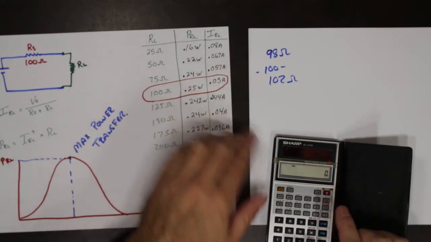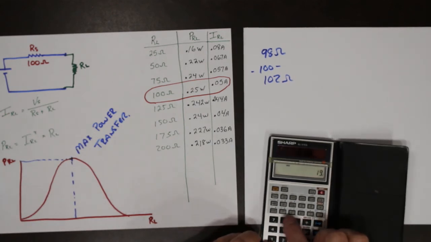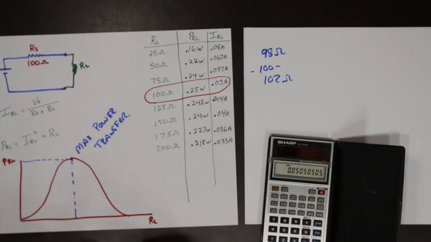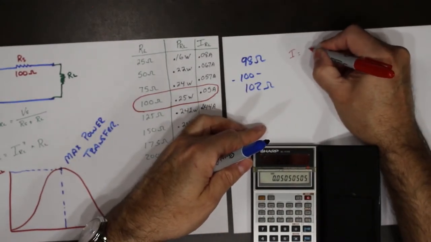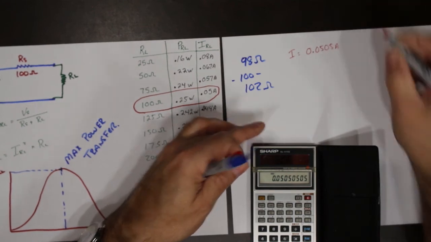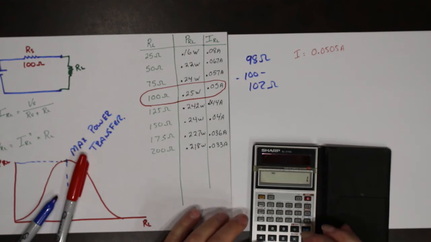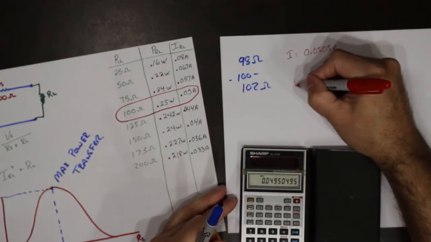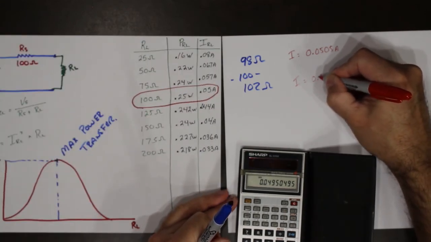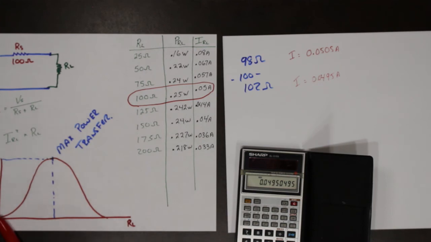So again, we need to figure out our current. For 98 ohms, it's 10 divided by 198, so our current I is equal to 0.0505 amps. The next one at 102, we're going to do the same math, 10 divided by 202. And here we have I equal to 0.0495 amps. So let's take those values and find our power calculation for those.